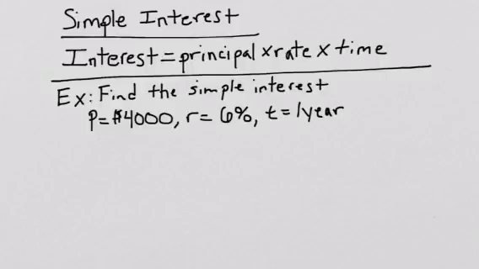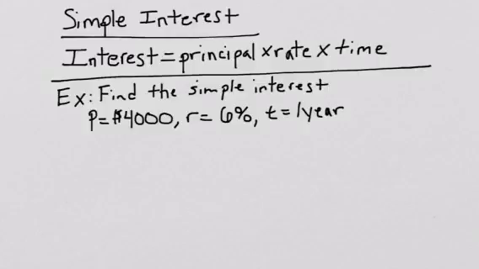The time is always represented in years, and your principal is just that starting amount that either you borrow or that you loan out. And so let's see if we can just calculate the simple interest on this example. It says my principal is $4,000, my rate is 6%, and we're going to do it for 1 year.